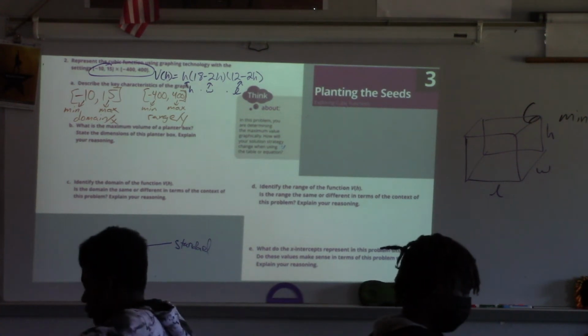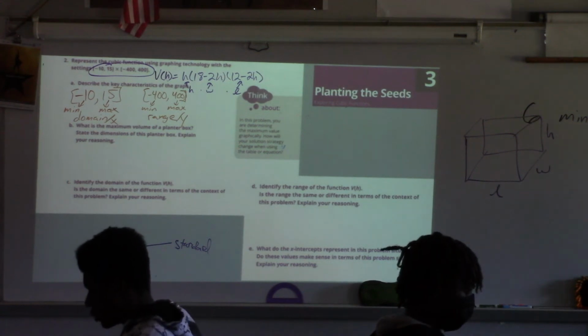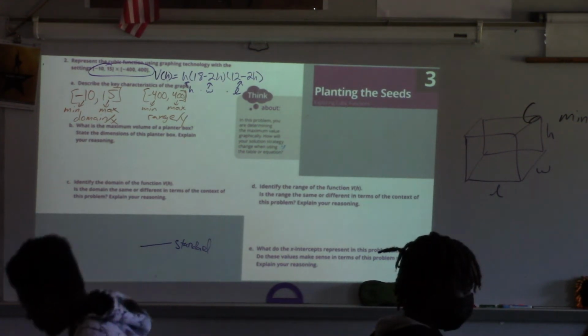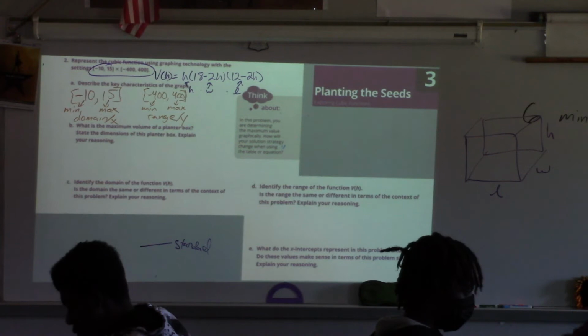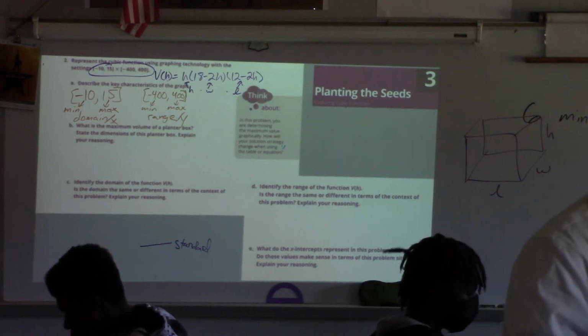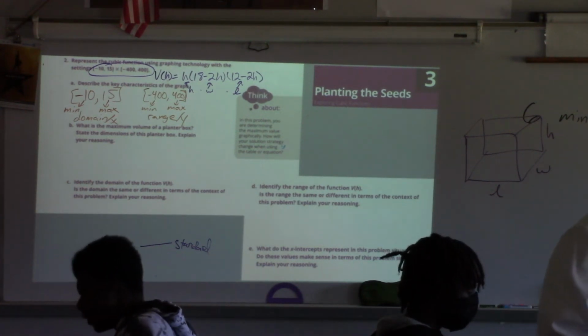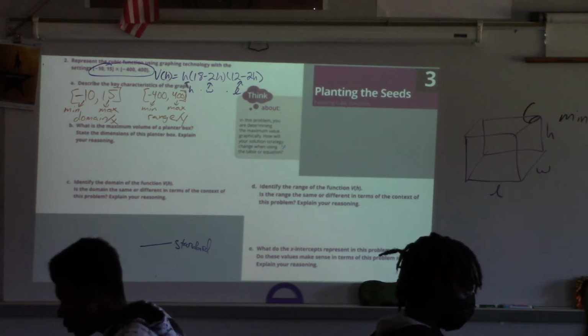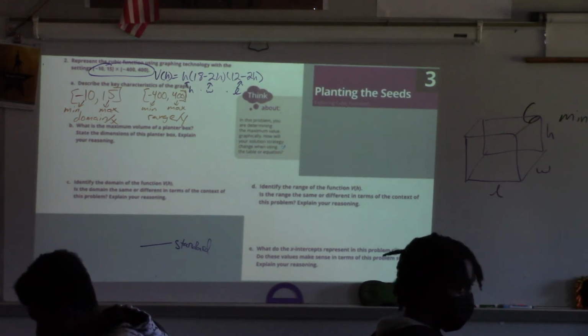Just as a quick note, don't spend forever on part A. I want you to spend more time on B, C, and D, and at least identify the x-intercepts. You have to make sure to put the X columns, because that's what we're all talking about. Just what characteristics you can think of. As I said, don't spend a ton of time on A. Focus on B, C, D, and E.